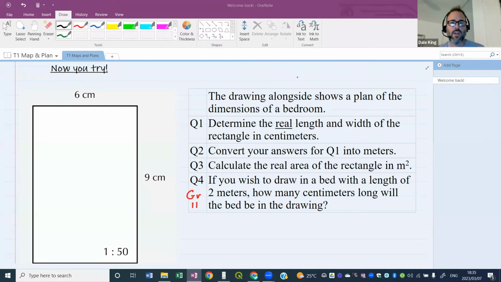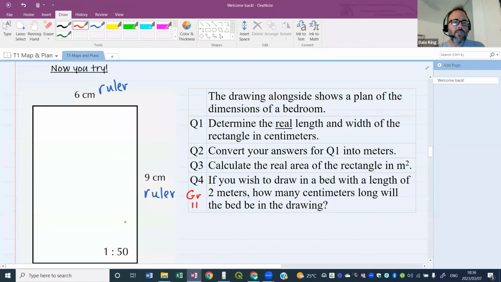Now this drawing is a rectangle, and it says here the drawing width is 6 centimeters. So this drawing on a piece of paper, its width, if you had to measure it with a ruler, is 6 centimeters. So this 6 centimeters here is the ruler width. And the 9 centimeters for the length is the ruler length, not the real world. This bedroom is not 9 centimeters in the real world. It's 9 centimeters on your piece of paper.